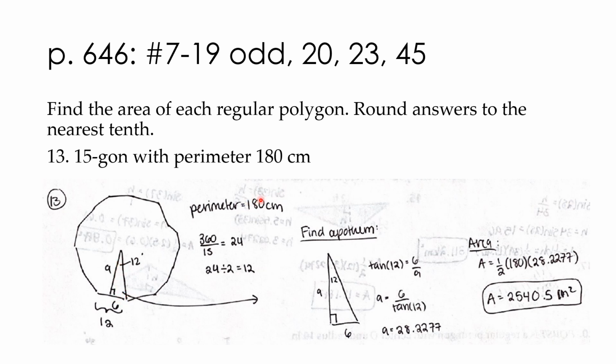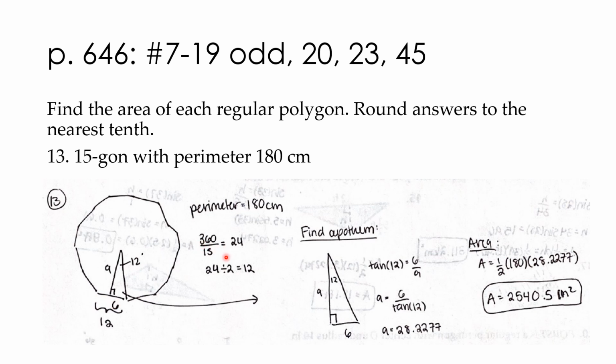So I don't have this written down. But since we have 180 centimeters, I'm just going to take 180 and divide it by 15. That gets me 12 for each of my side lengths. And then to find just the base part of this triangle, that shorter leg, I'm just going to cut 12 in half, right? Because we know that apothem is just going to come down and slice that side in half.